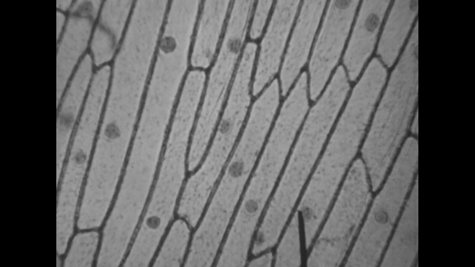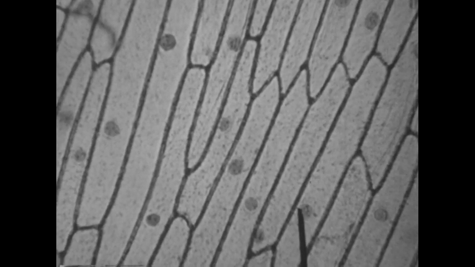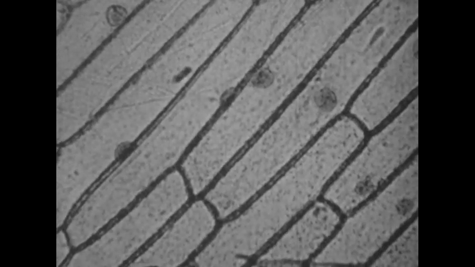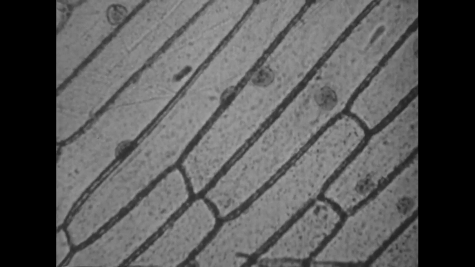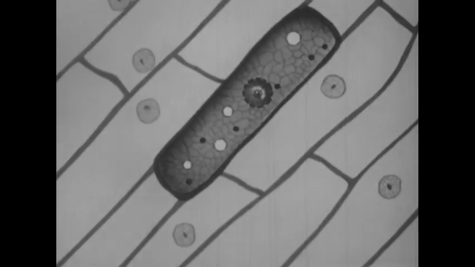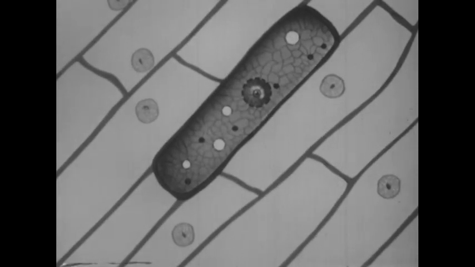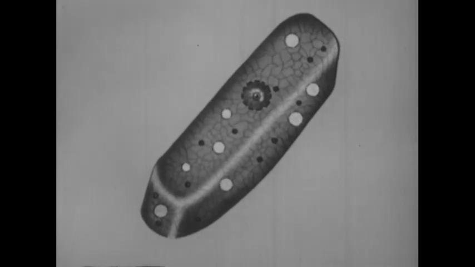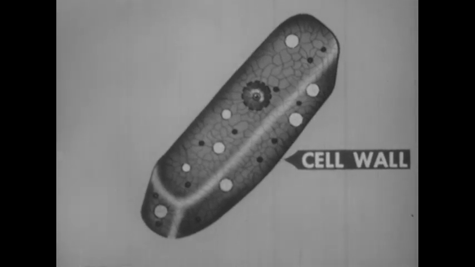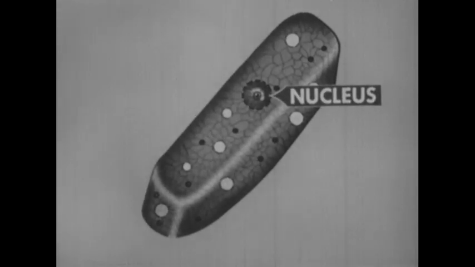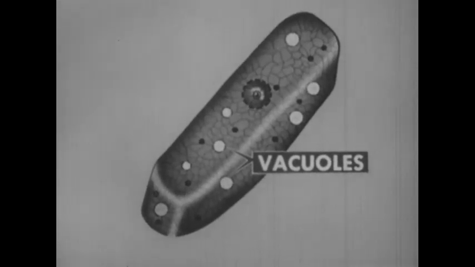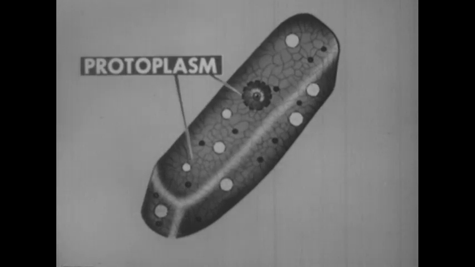Scientists have discovered that almost every plant cell has a cell wall and a nucleus. The cells we've been looking at appear flat because we are seeing only one side. A diagram will help us see a cell as it really is. Every cell has thickness. Here is the cell wall. Inside it is the nucleus. The small white drops are called vacuoles. Most of the material inside the cell wall is protoplasm.